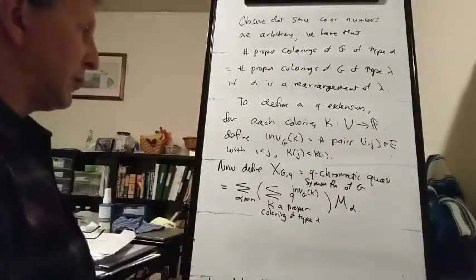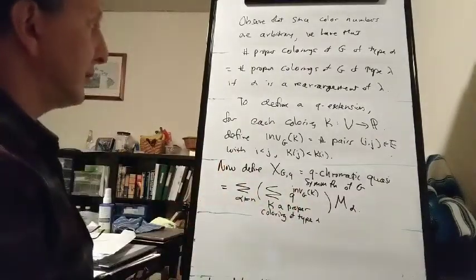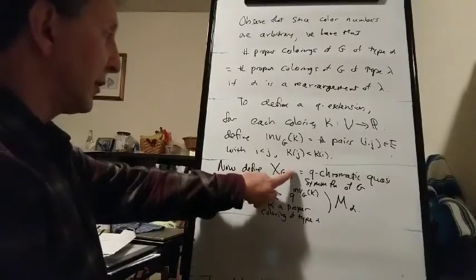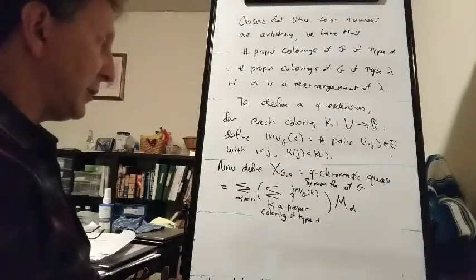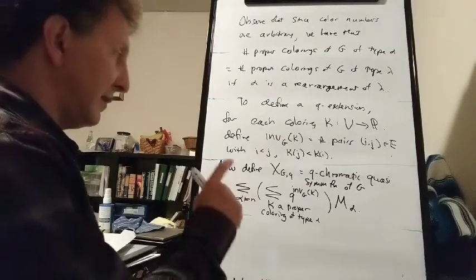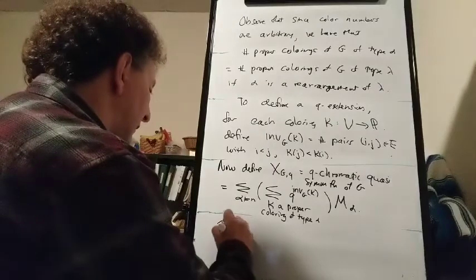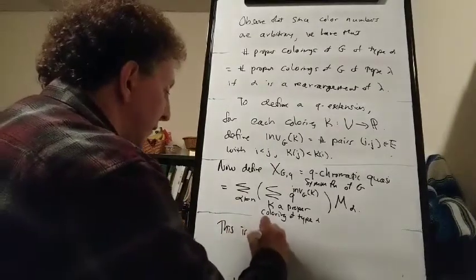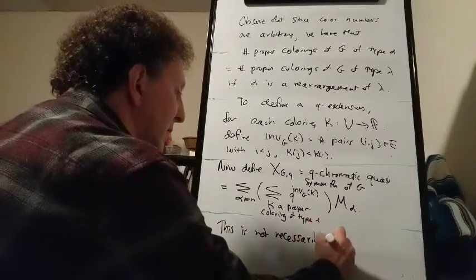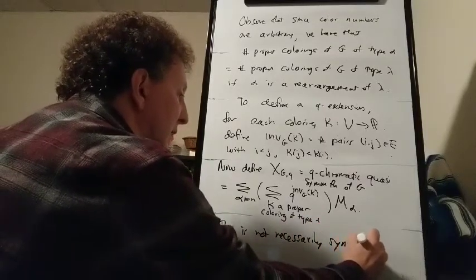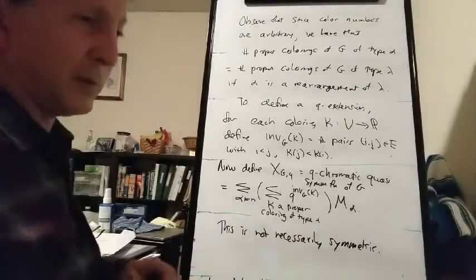Now unlike the q equals 1 case, where we're just counting colorings, so we have the chromatic symmetric function XG, this does not end up being symmetric necessarily. Let's do an example and see why.